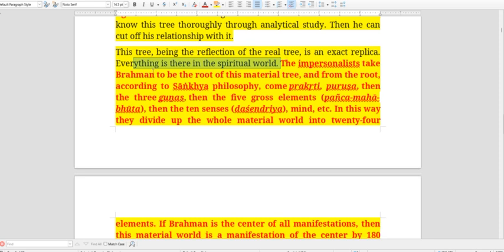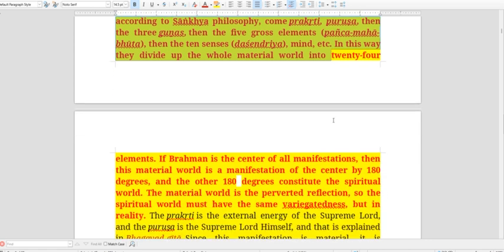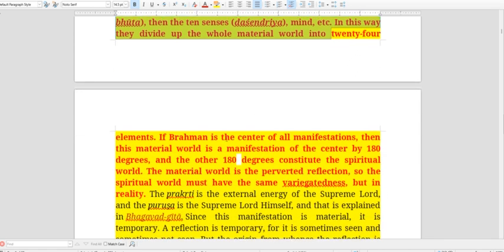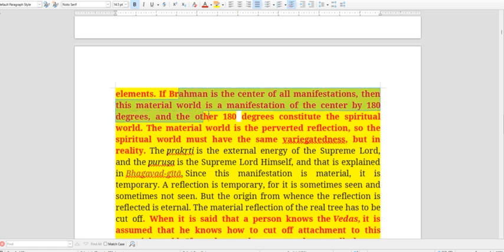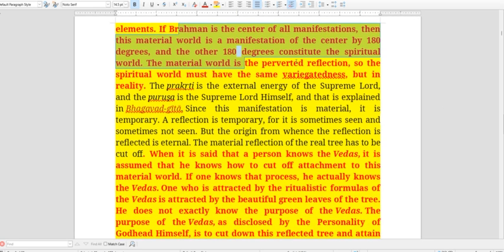The impersonalists take Brahman to be the root of this material tree, and from the root, according to Sankhya philosophy, comes Prakriti, Purusha, three gunas, then five gross elements, Pancha Mahabhuta, and then ten senses, Dashendriya, mind, etc. In this way, they divide the whole material world into 24 elements. If Brahman is the center of all manifestation, then the world is a manifestation of the center by 180 degrees, and the other 180 degrees constitute the spiritual world. The material world is a perverted reflection, so the spiritual world must have the same variegatedness, but in reality.